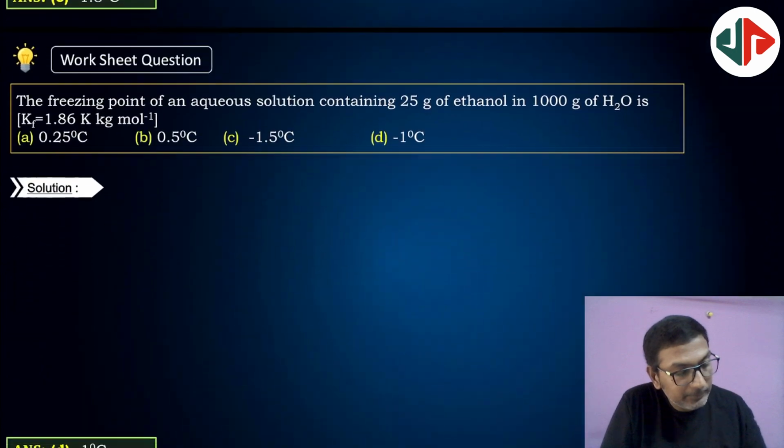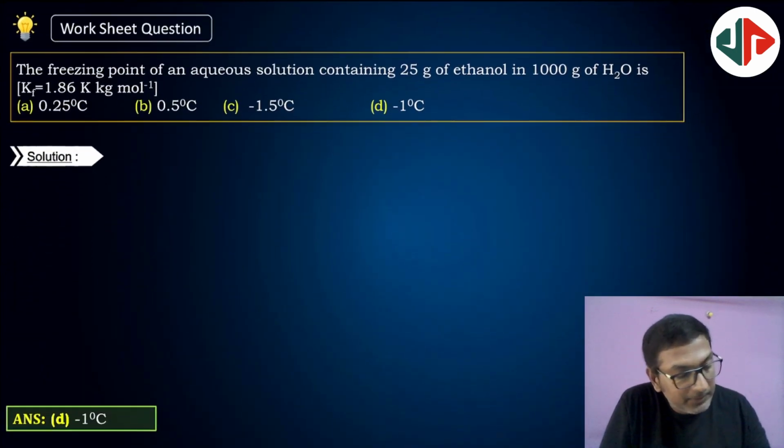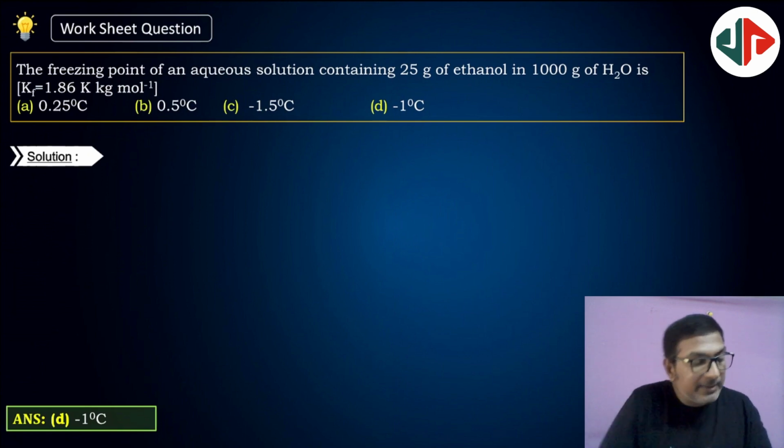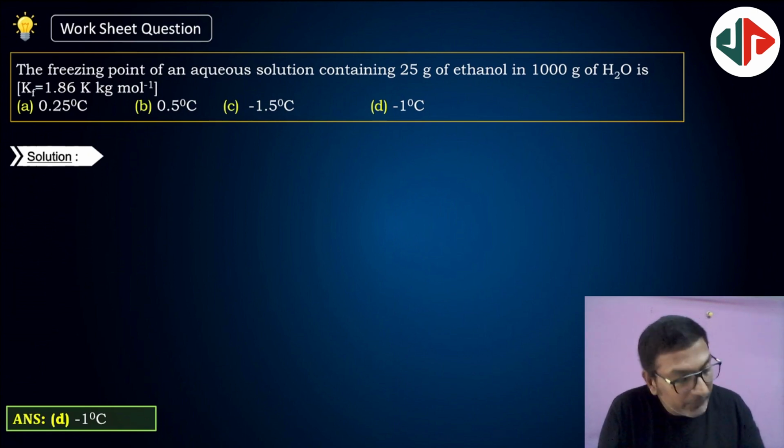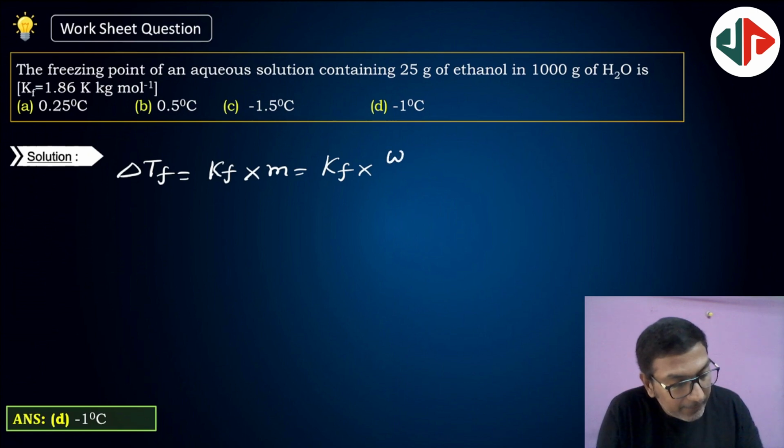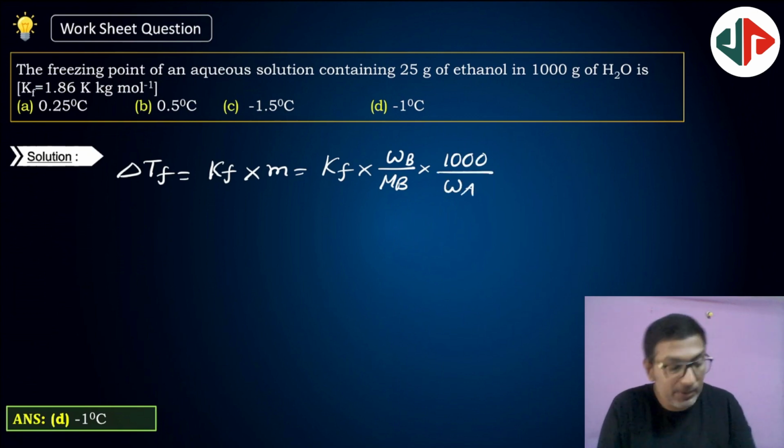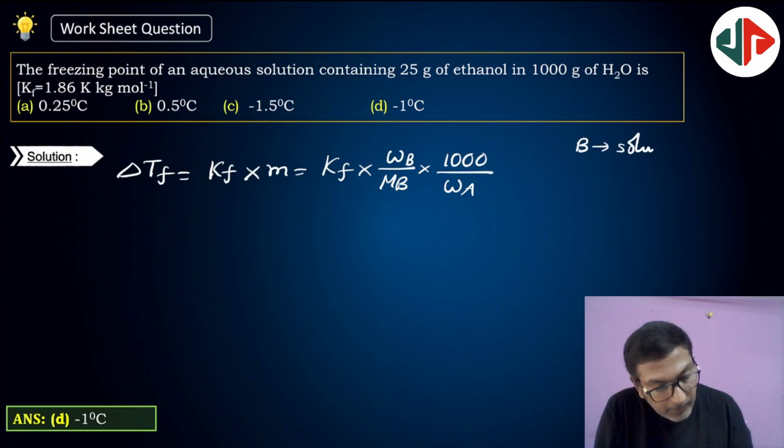Next, the freezing point of an aqueous solution containing 25 grams of ethanol in 1000 grams of H2O is. So freezing point of solution we can find here. So first delta Tf equal to Kf into molality, that is Kf into Wb by Mb into 1000 by Wa. So B is for solute and A is for solvent.